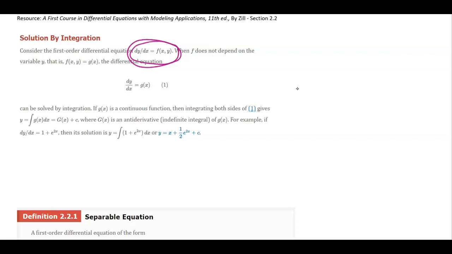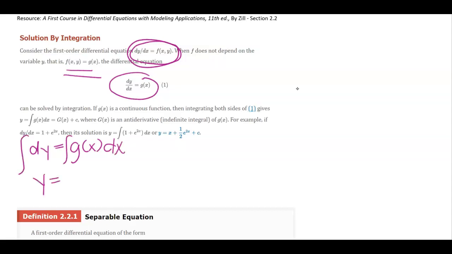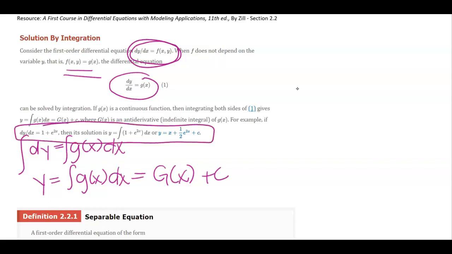Now, in the special case where that function on the right-hand side is just a function of x, then you can just move the dx over and then integrate both sides. And you can see here in the notes they say, which is then just the antiderivative of the right-hand side. And then they give this really nice example right here.